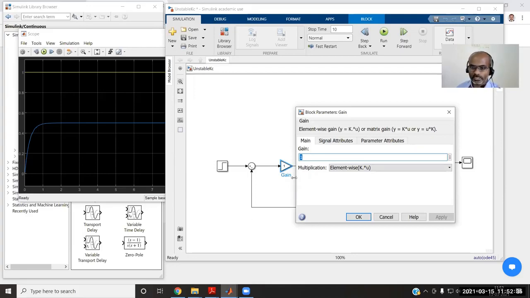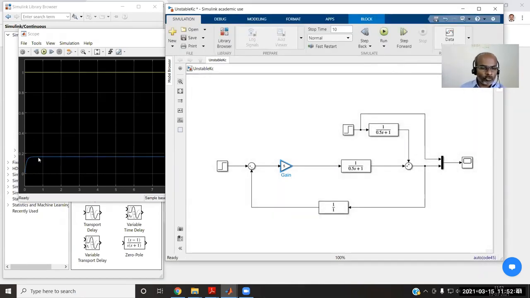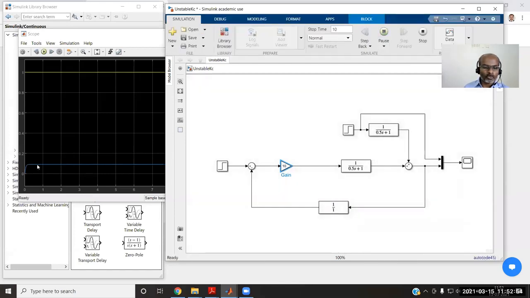So let us try to increase the gain. With increased gain, now we see the offset is somewhere around 0.18. If you keep on raising it, you can see the offset will reach a value of 0. Sometimes it may also lead to unstable conditions. Okay, that's what we have seen in the first aspect.